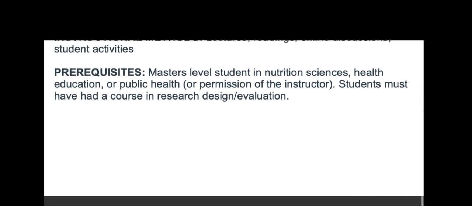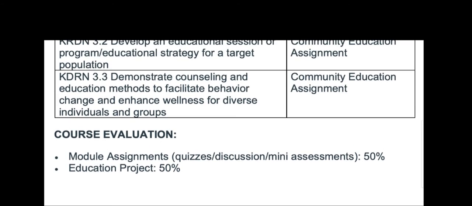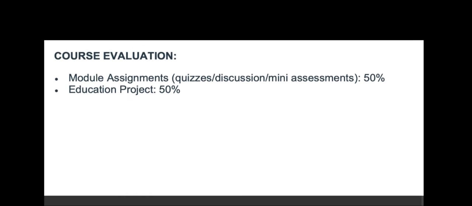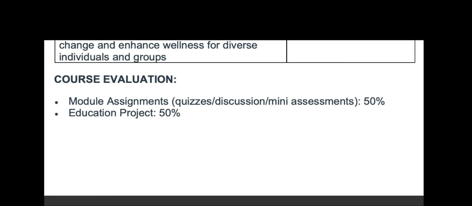Let's take a look again. You can read through here. Let's take a look at the course evaluation, how you're graded. It's really straightforward. I've really simplified this so that everything is simpler this semester. Half of your grade is going to come from your module assignments and assessments. It's going to be those discussion boards, little mini assessments, and quizzes. So that's half your grade right there.